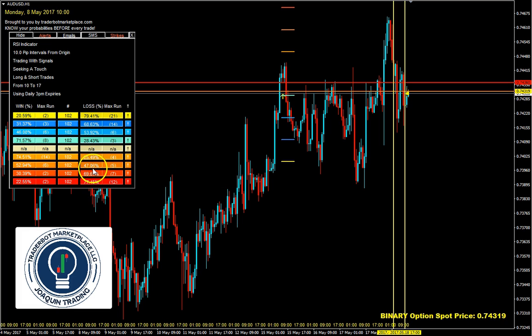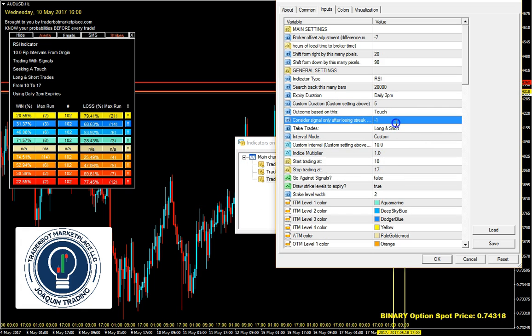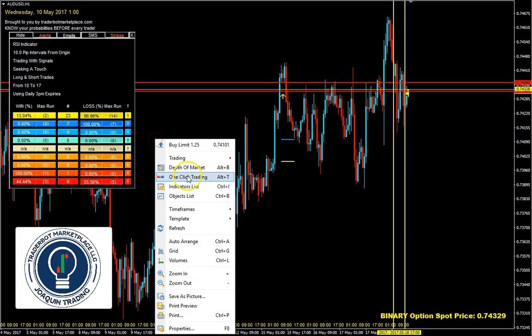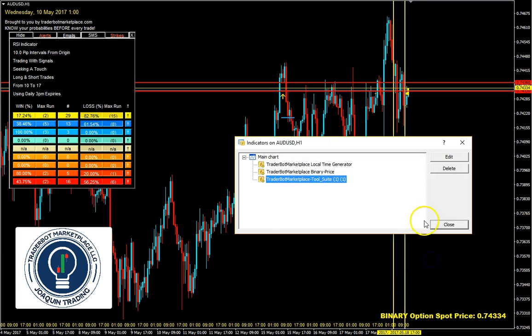But we want to find out how often that happens. So let's go in here. Let's type in right here on consider signal only after a losing streak. Let's type in 7, because we want to find out how many times this has actually gone all the way to 7. And it's done it only one time over the past 102 trades. How many times has it gone to 6 losses in a row? It's done it 5 times.